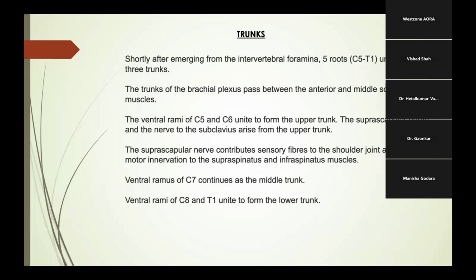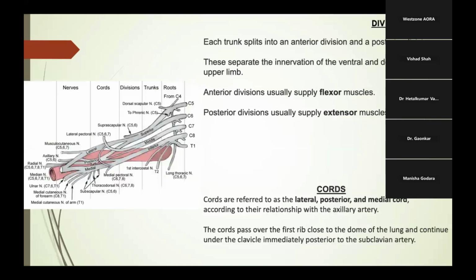The ventral rami of the C7 continue as the middle trunk, and the ventral rami of the C8 and T1 unite to form the lower trunk. Divisions: each trunk splits into the anterior division and the posterior division. The anterior division usually supplies the flexors, whereas the posterior usually supplies the extensors.